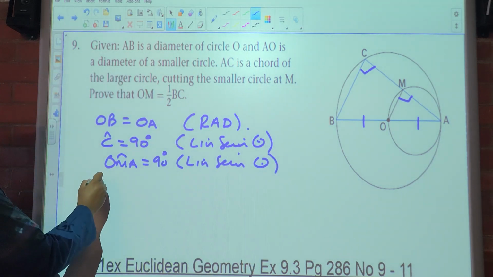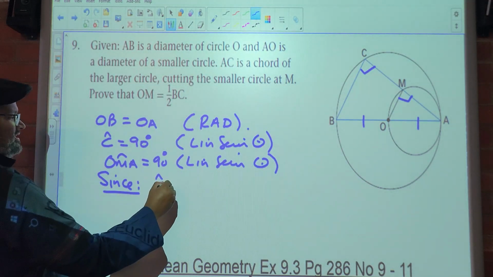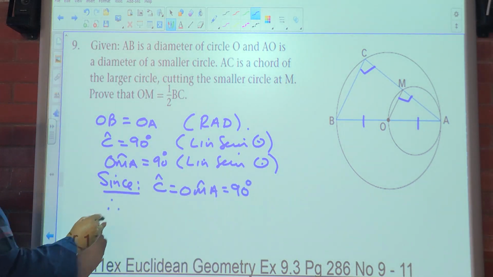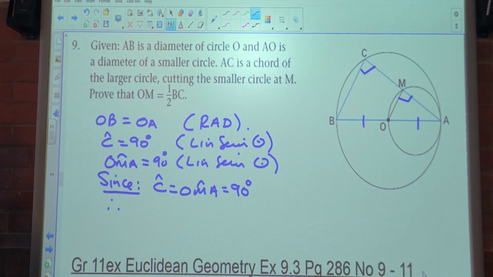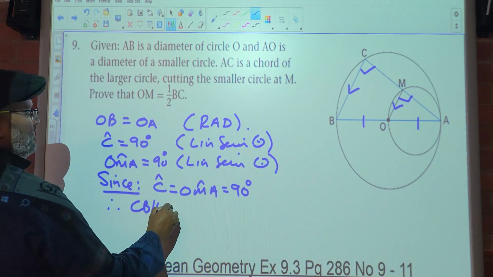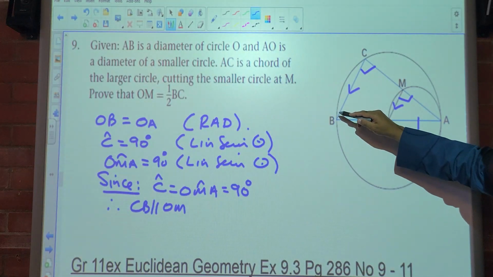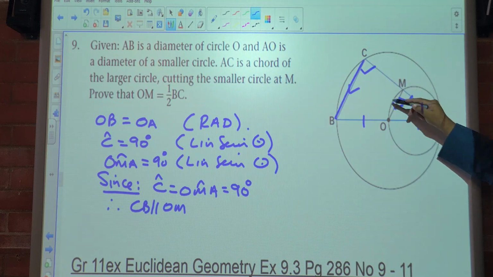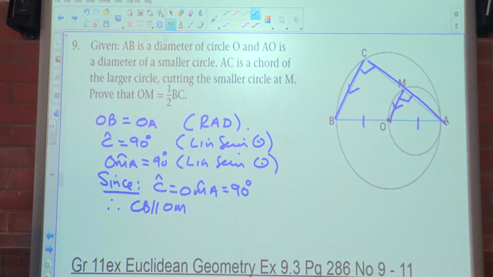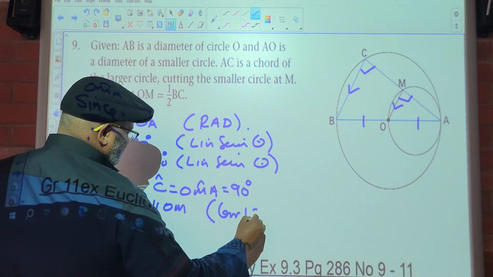So now we can state the obvious. Since angle C is equal to angle OMA, which is equal to 90 degrees, therefore CB is parallel to OM. Why? Yes, good start. Corresponding angles. See that an F shape is being formed. Corresponding angles are equal.